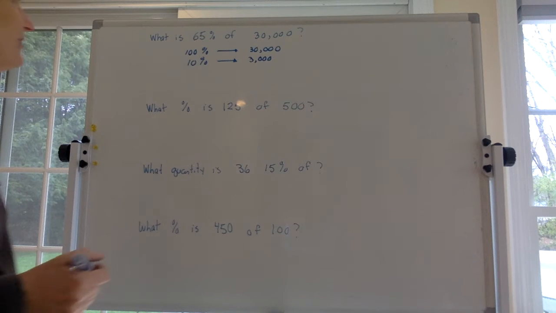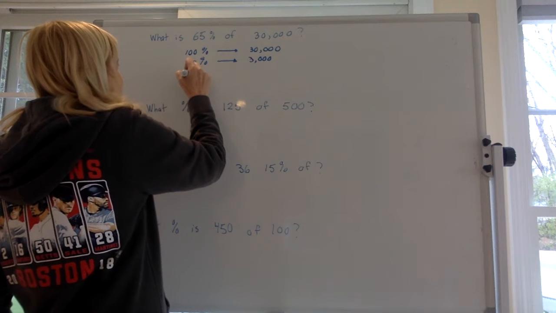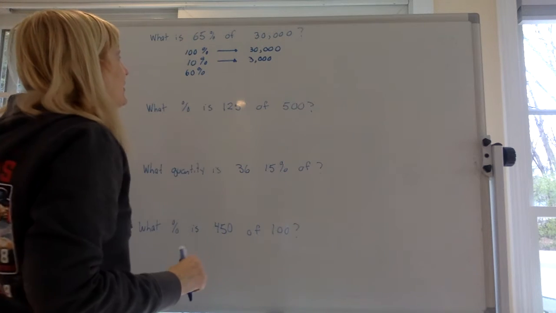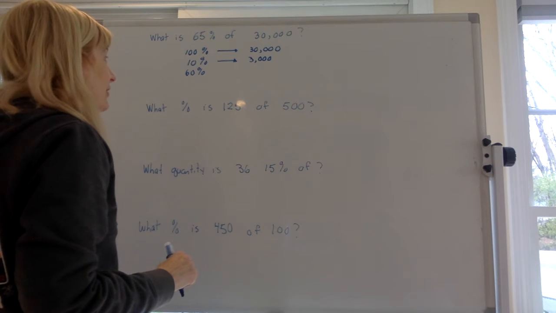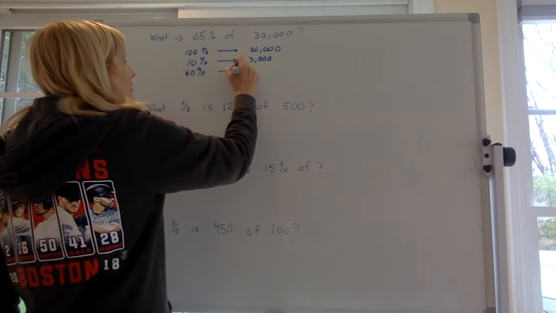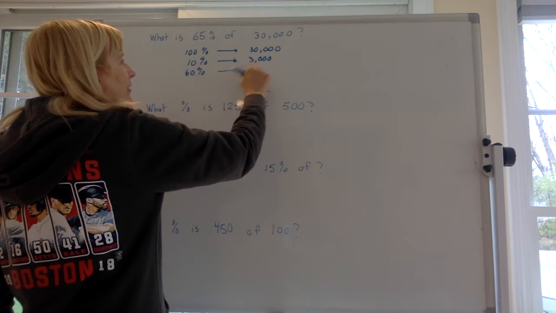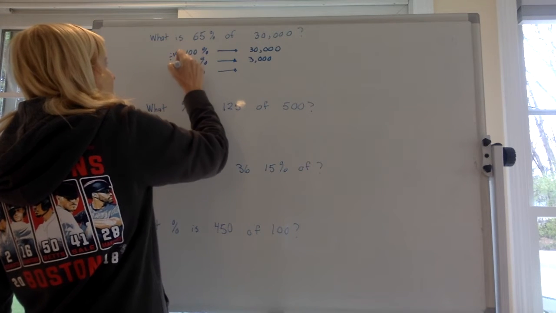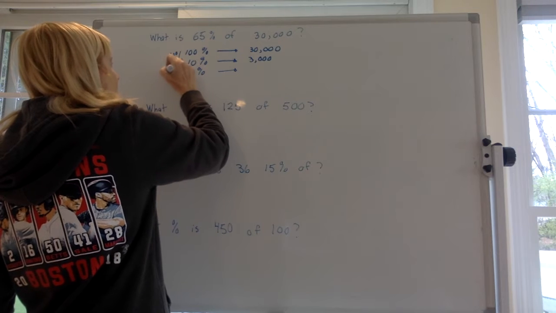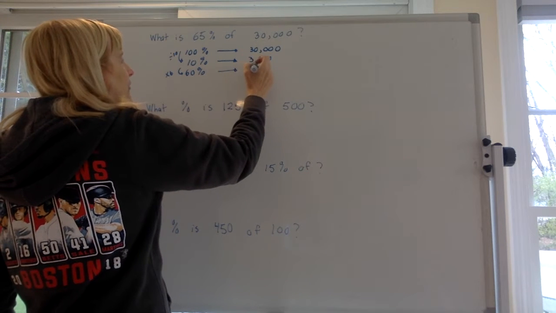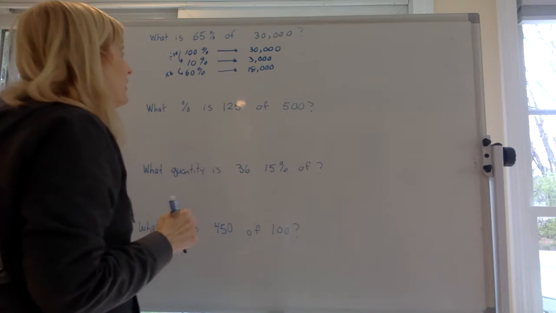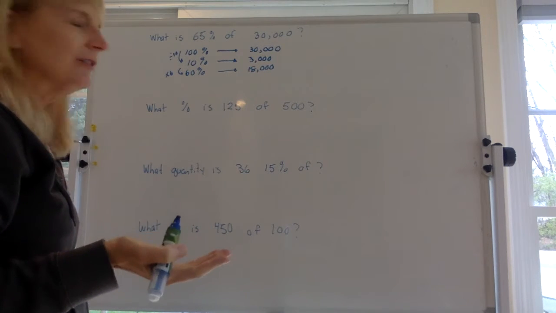Can we get to 60% now? How did we get from 10 to 60? Didn't we multiply by 6? So you've got to do the same thing to the 3,000. Here we divided by 10, here we multiplied by 6. So 3,000 times 6, I think, is 18,000. So we got 60%, but we want to get to 65.